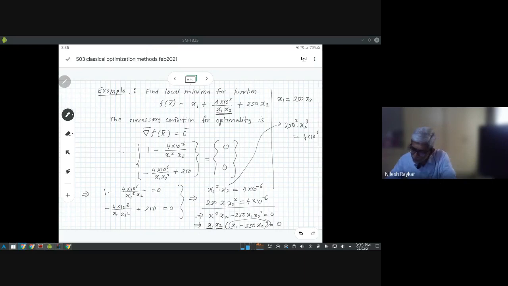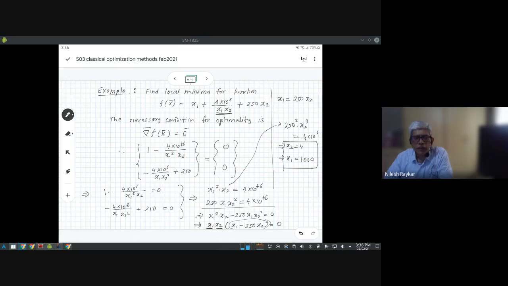Sorry, everywhere I'm writing minus 6, but it's not minus 6. Just correct that. Okay, so it's 4 into 10 to power 6. So this implies x2 equal to 4, which also implies x1 equal to 1000. So x2 equal to 4 and x1 equal to 1000 is the point which satisfies the necessary condition.